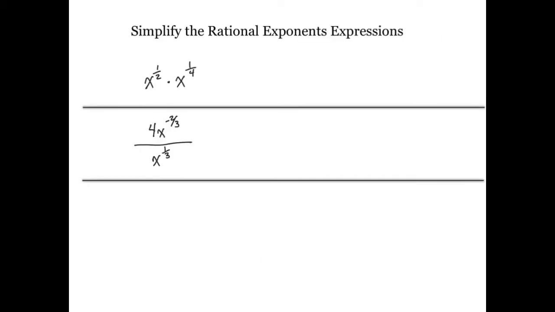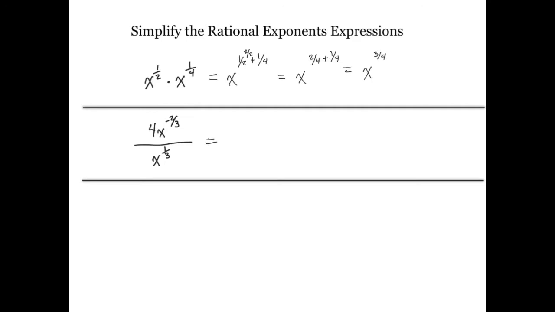Okay, now simplifying rational exponent expressions. Here's a couple, applying the product rule and the quotient rule in this case, or the negative exponent rule. So we've got to be able to add these exponents. So this is x to the 1/2 plus 1/4. We need a common denominator, which means we multiply this by 2 over 2 to get a denominator of 4. So this is 2/4 plus 1/4, which gives us the answer of x to the 3/4 power.